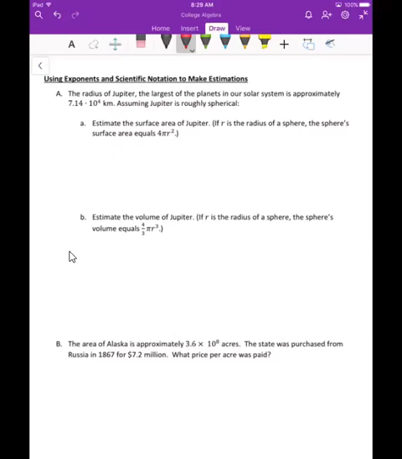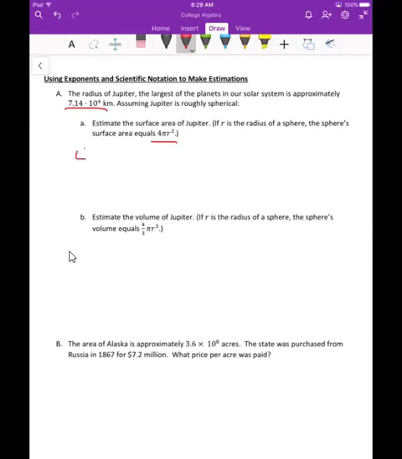Now, we know planets aren't exactly spherical, but for the sake of this problem, we're going to assume it's roughly spherical so that we can estimate the surface area of Jupiter by using the surface area of a sphere formula, which is 4 pi r squared. So what we have to do is square that radius, which is in exponential or scientific notation because it's such a large number.